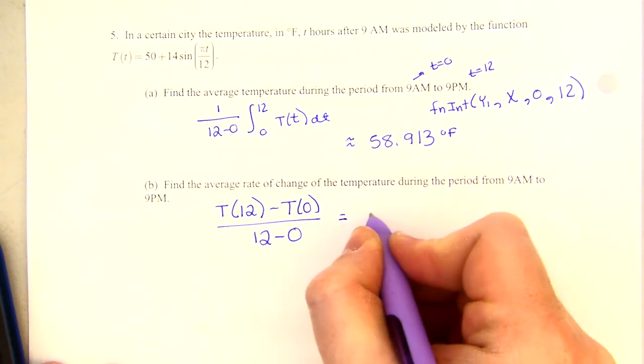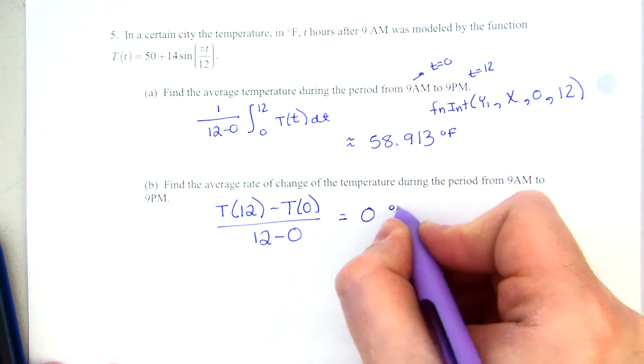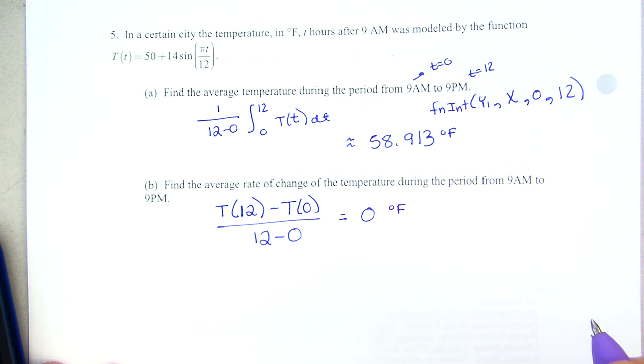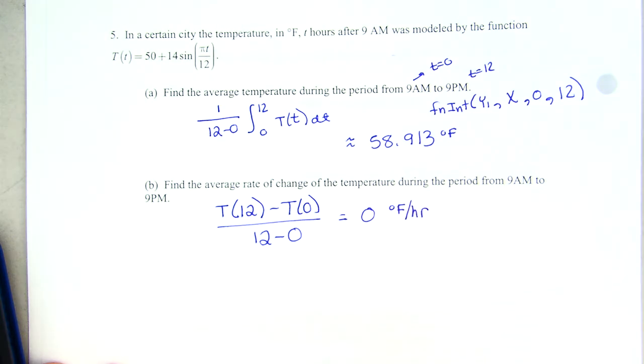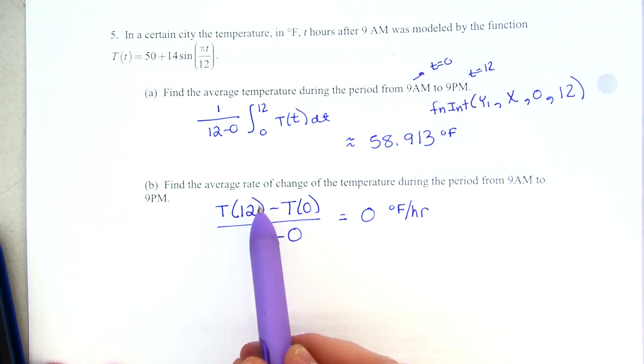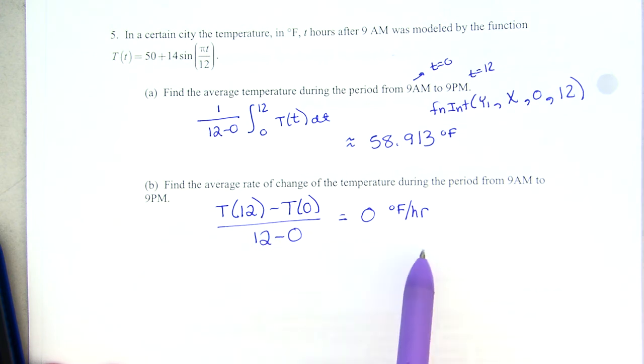Are you getting 0? What kind of units? Degrees Fahrenheit per hour, because this is like a derivative, where our units are the units of T divided by the units of the independent variable. Temperature minus temperature, that's degrees. Hours minus hours, that's hours. Degrees per hour.